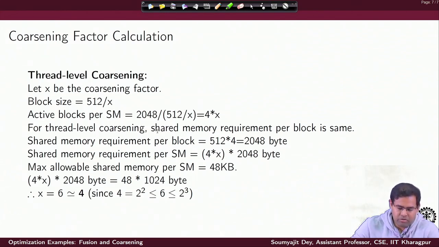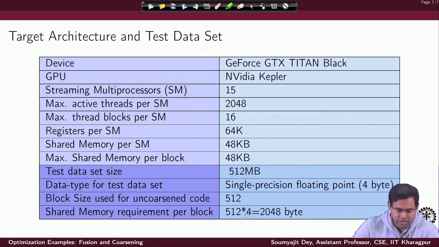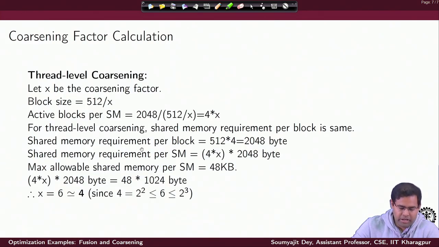So for thread level coarsening, the shared memory requirement per block remains the same, because we are coarsening the threads and reducing the threads per block simultaneously. So what is that requirement? The shared memory requirement per block is 512 times 4, which is 2048 bytes, as we have computed earlier. Since active blocks per SM would be 4X, what is the shared memory requirement overall per SM? That is 4X times 2048 bytes, and of course the maximum allowable shared memory in the SM is 48 KB. So here we have an equation.